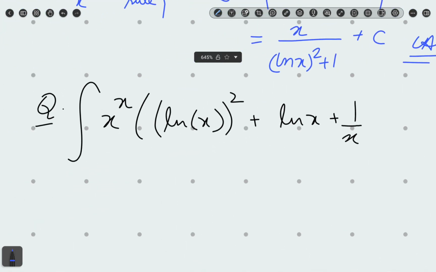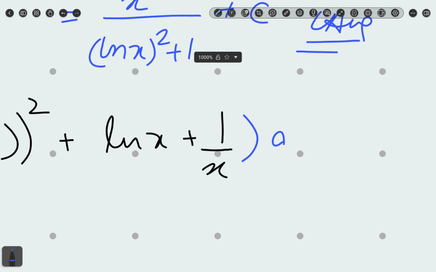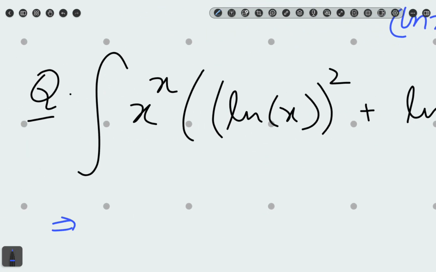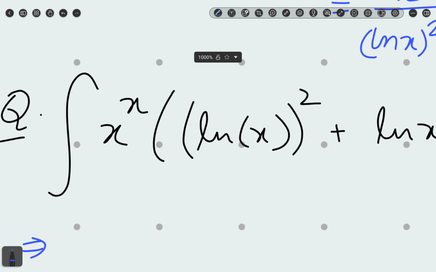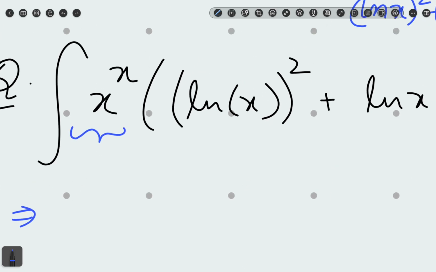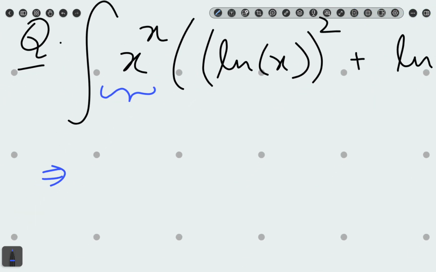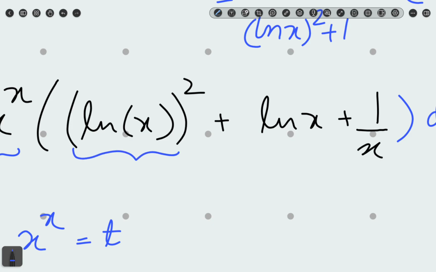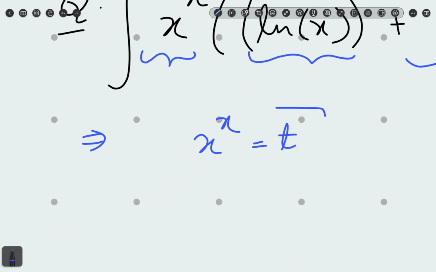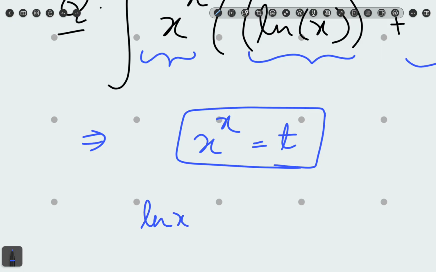Now let's see the second question. Now this question is one of the good questions present in Black Book, right? So what comes to our mind when we start looking at this integral, right? So generally we don't know the integration of x to the power of x, right? So let's consider x to the power of x as t, and there are terms of log here, right? So this is in fact a standard technique for x to the power of x, that we take log both sides.